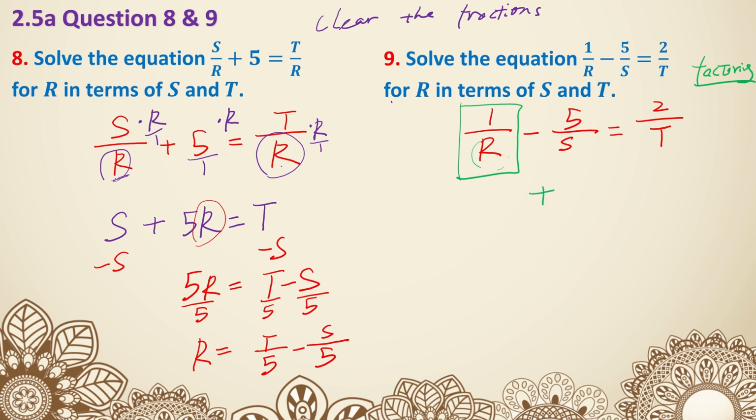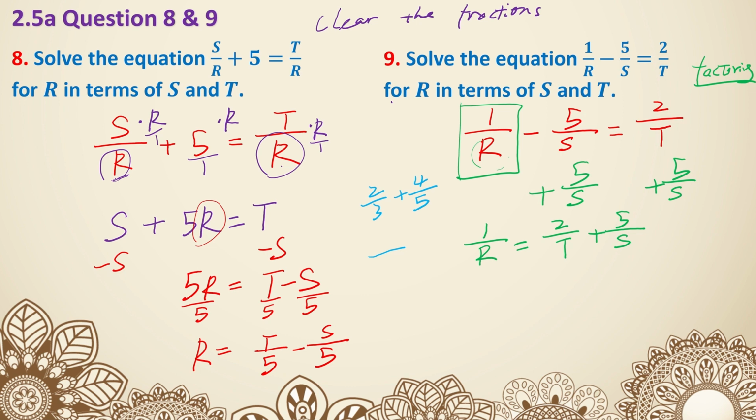So I'm going to add 5 over s on both sides. So I have 1 over r equals 2 over t plus 5 over s. And now this is the same as adding fractions. So let's quickly recap how to add fractions. Let's say you have 2/3 plus 4/5. In order to add them, you need a common denominator. So the common denominator would be 15.